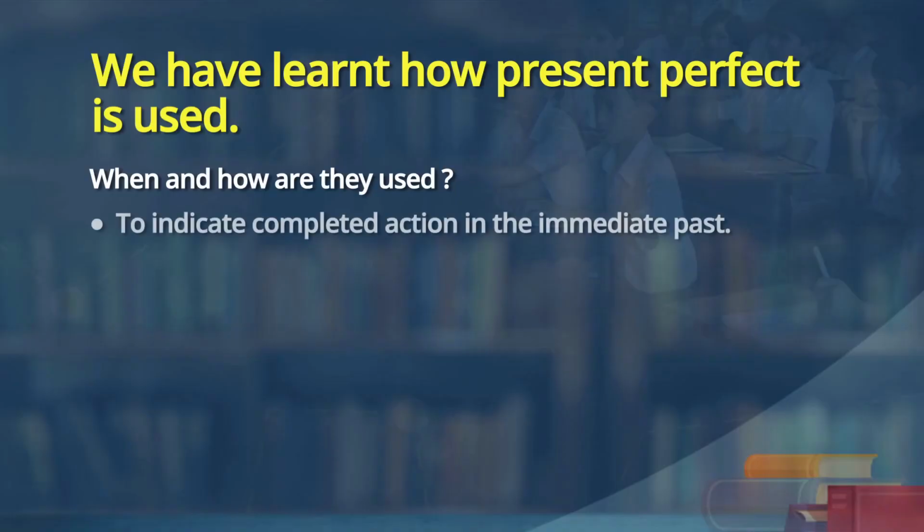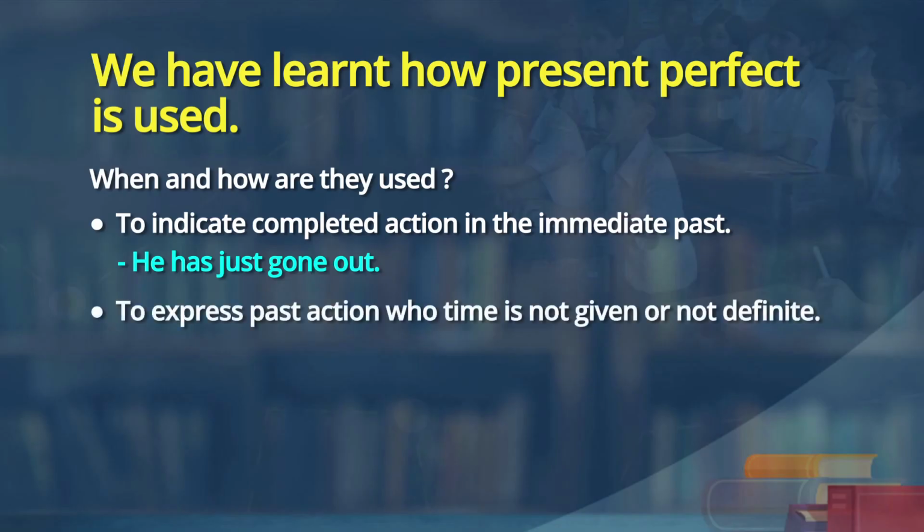Yes, sir. I have just arrived. The first function of present perfect is to indicate completed action in the immediate past. So, he has just gone out. Then look at it. The second one is to express past action whose time is not given or not definite.